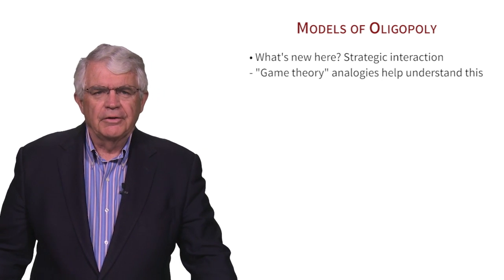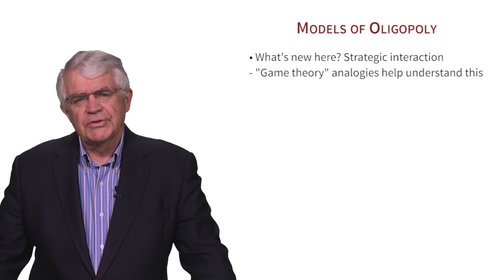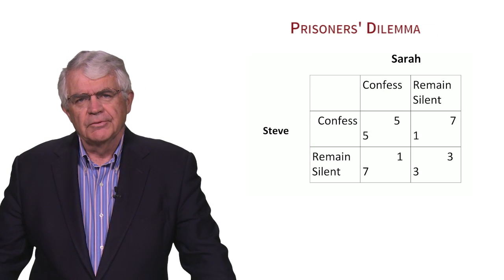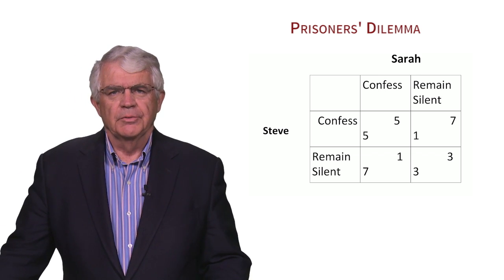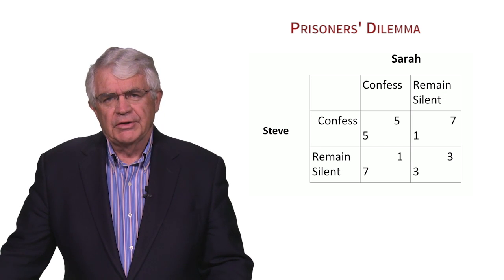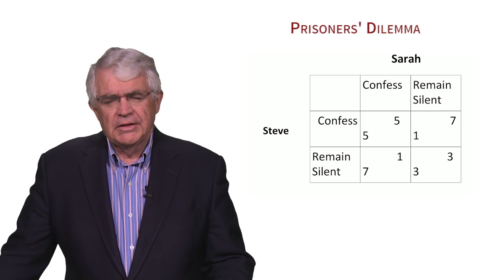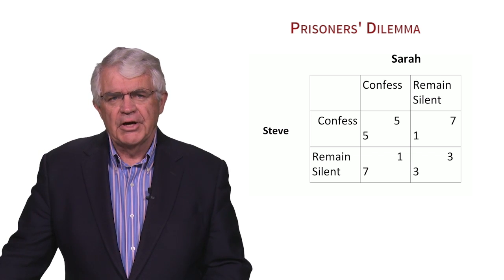Now, we don't need to delve into the intricacies of game theory, but we can consider a particularly famous game to illustrate what's going on. And that famous game is illustrated with this concept of the prisoner's dilemma. So let's look at this prisoner's dilemma and try to study it. The idea is that there were two people who committed a crime. Let's call them Sarah and Steve.